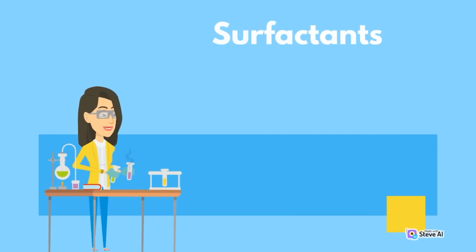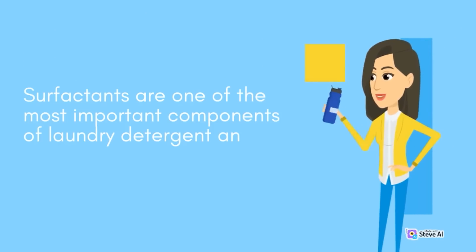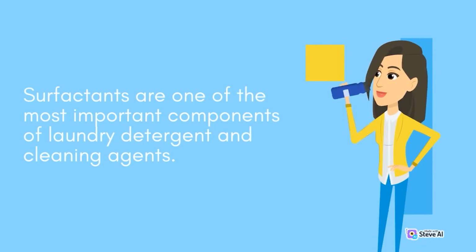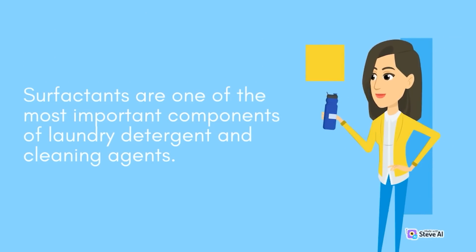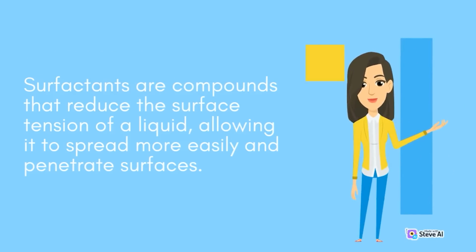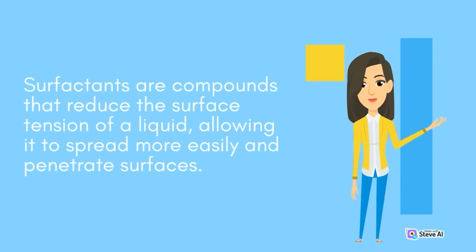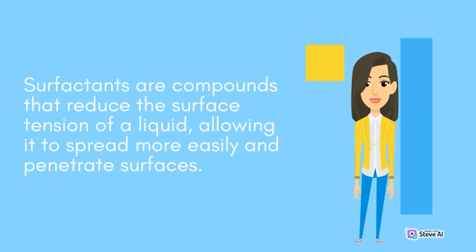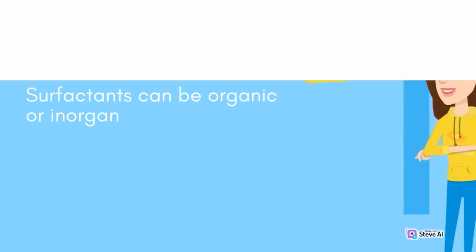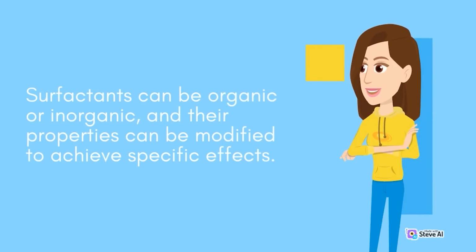Surfactants. Surfactants are one of the most important components of laundry detergent and cleaning agents. Surfactants are compounds that reduce the surface tension of a liquid, allowing it to spread more easily and penetrate surfaces. Surfactants can be organic or inorganic, and their properties can be modified to achieve specific effects.